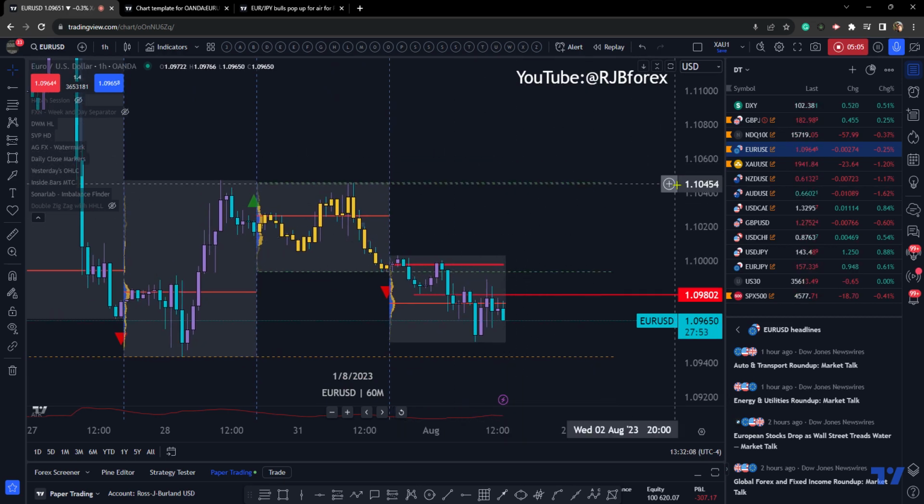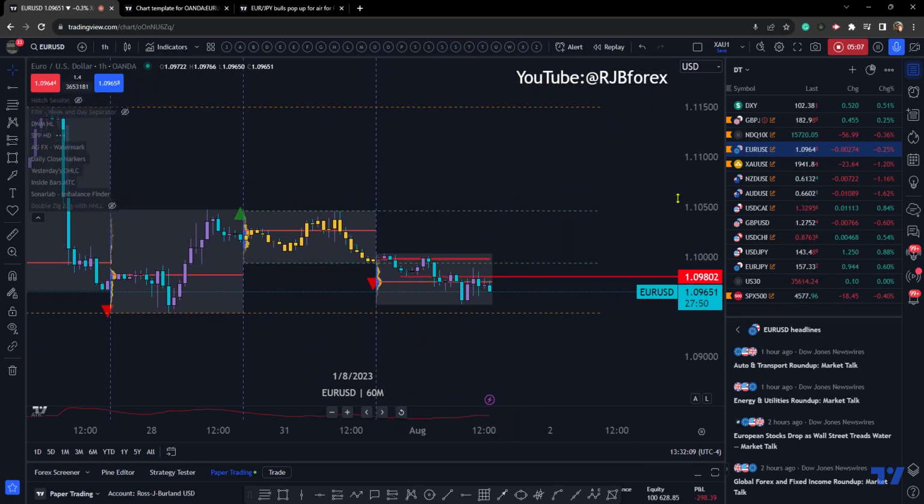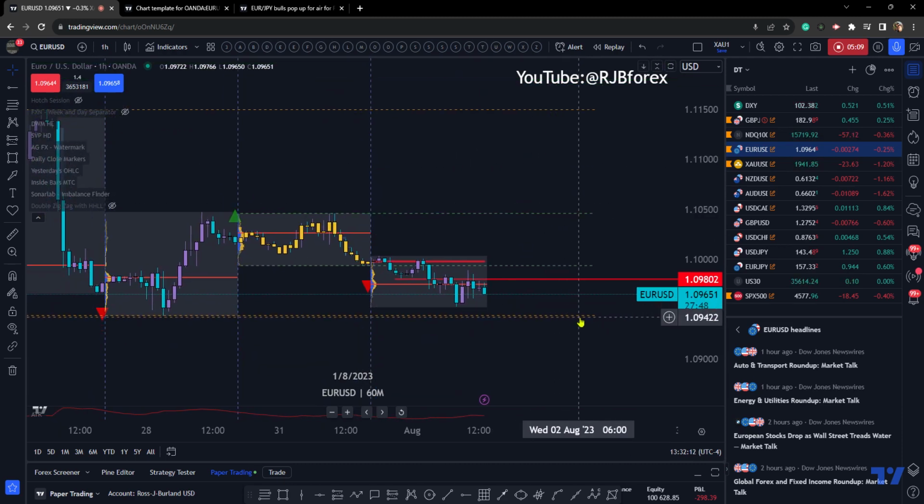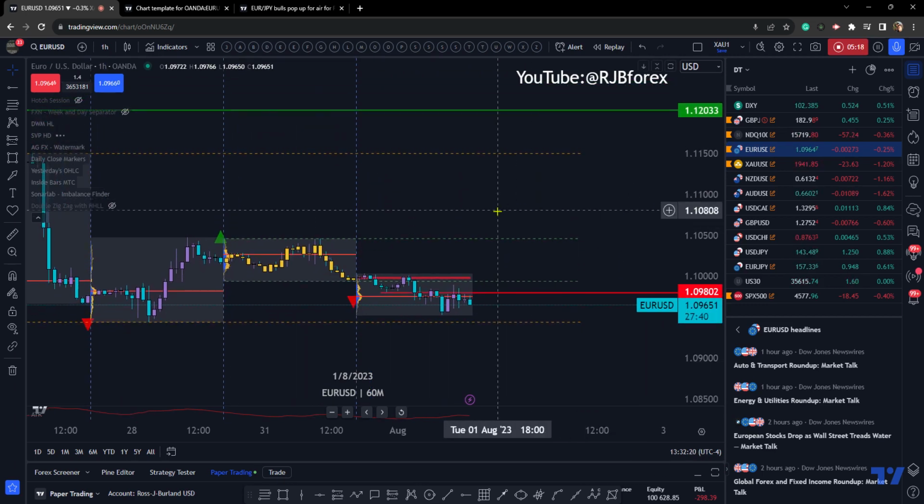Okay, so that's what I use these markers for, and I like to have a target. I use them as targets, as support and resistance. It's basically giving me information of where the bias is on the chart.